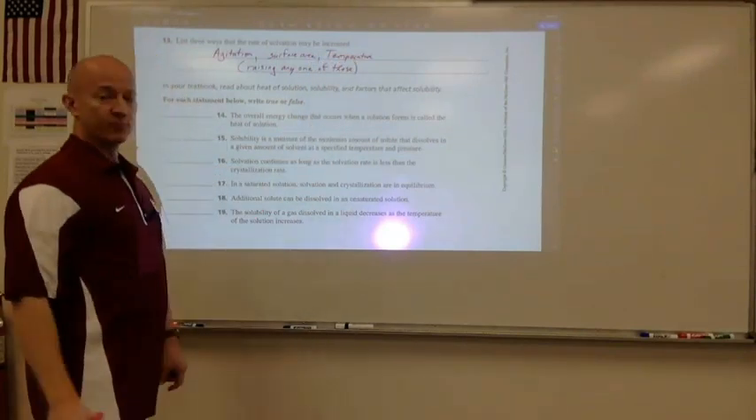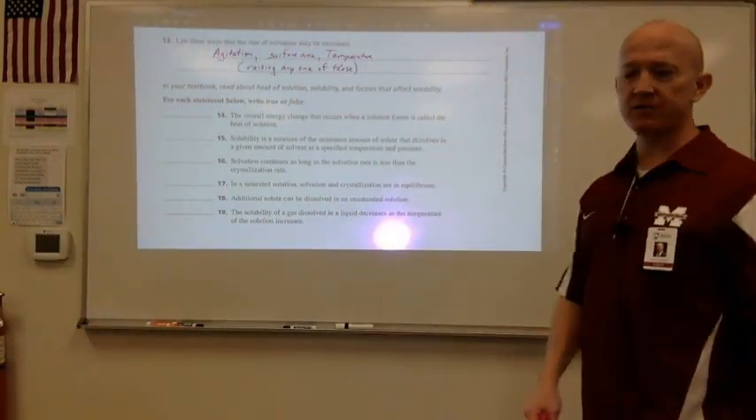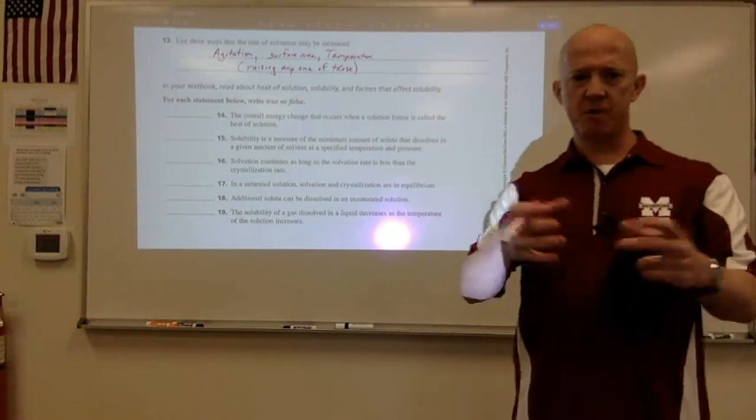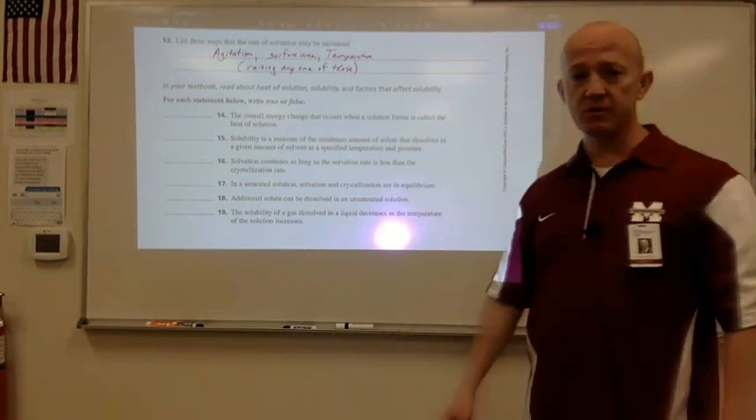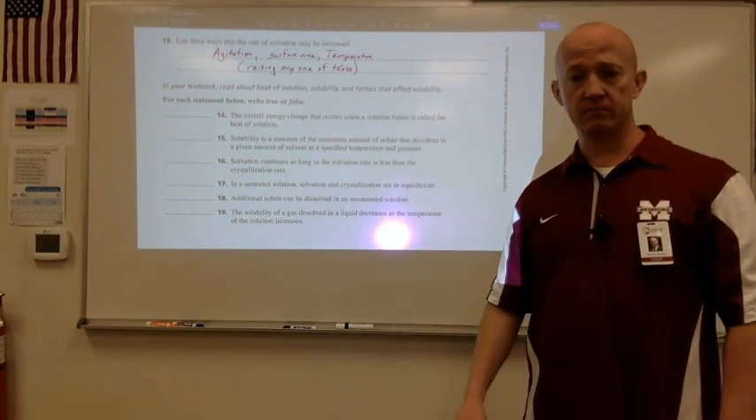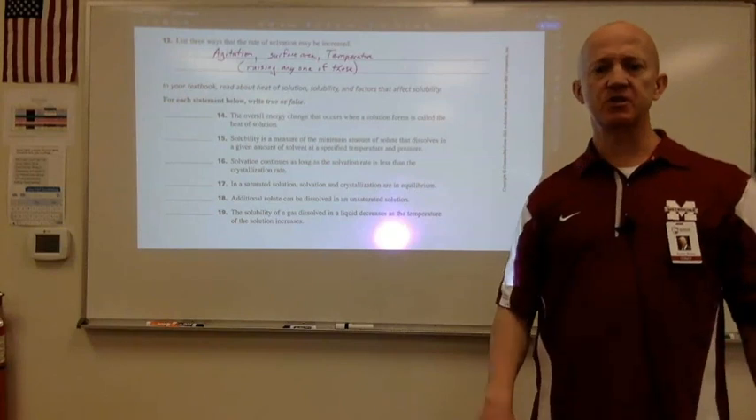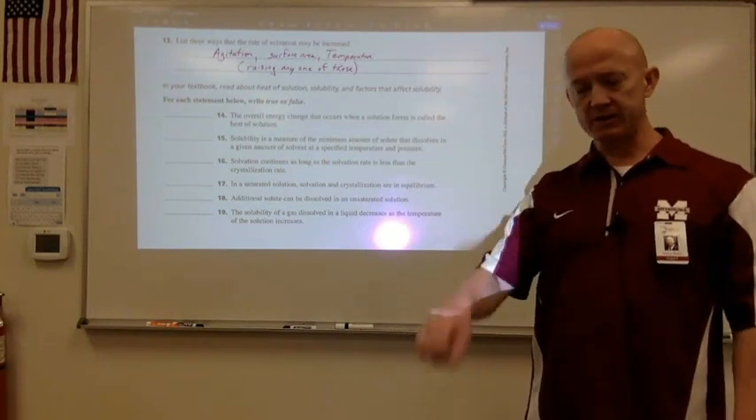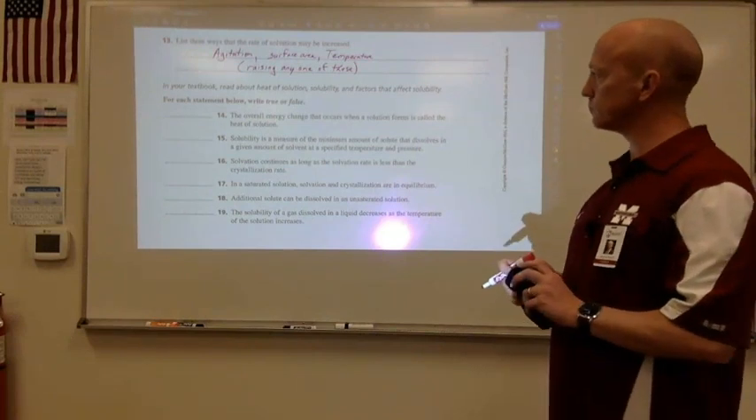All right? Raise the agitation, stir. Raise the surface area, use powdered sugar instead of cube sugar. Raise temperature, put it on some heat. Right? So those 3 things: raising the agitation, raising the surface area, raising the temperature. Increasing any one of those and you get better solvation.